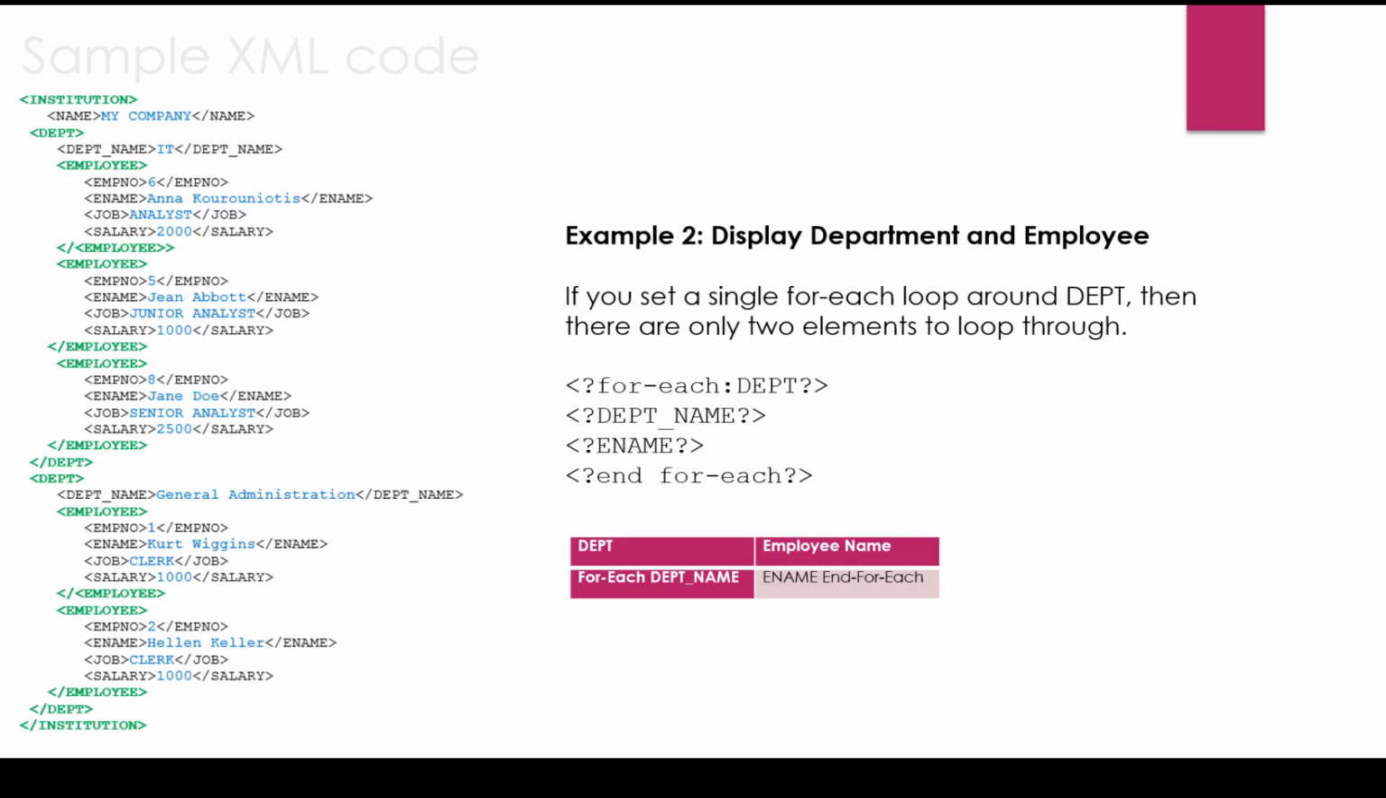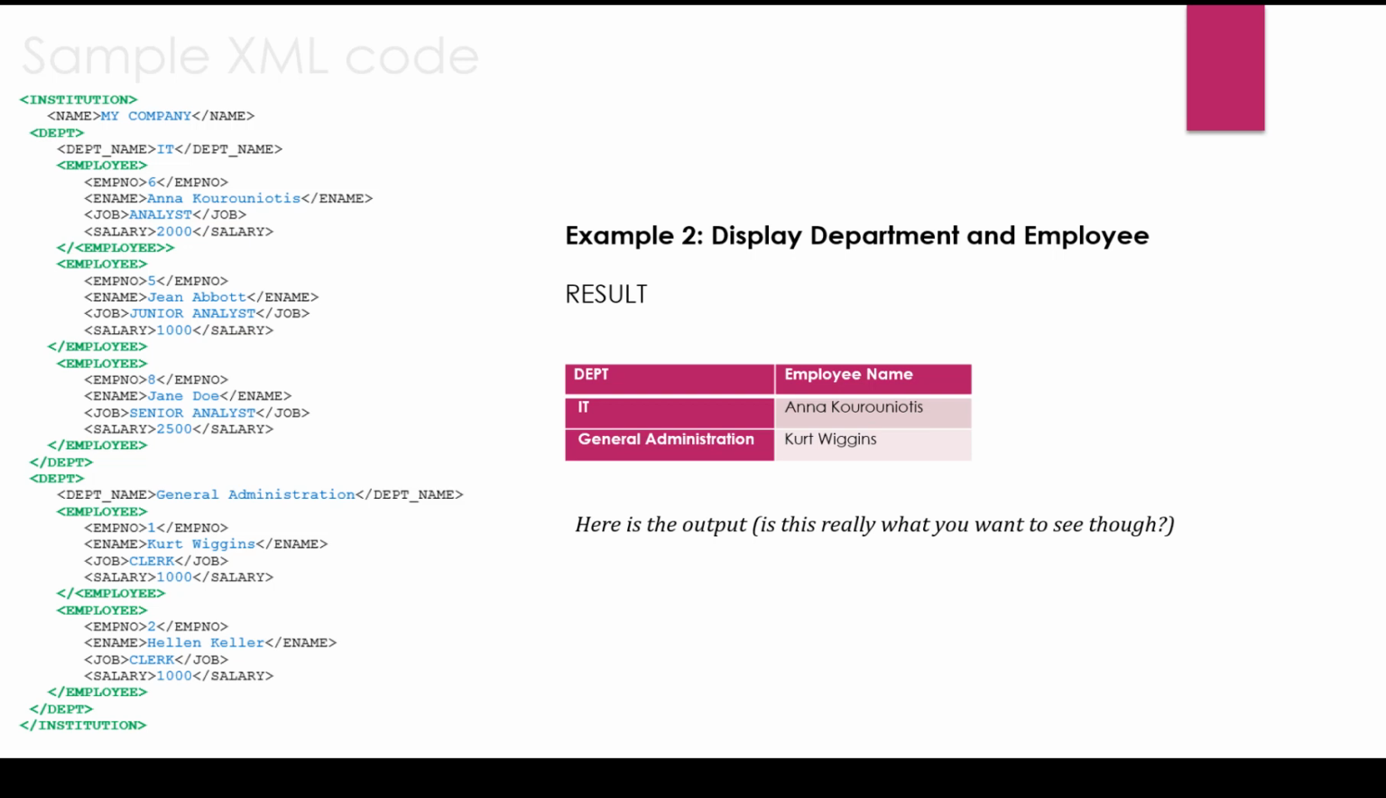Example 2, displaying the department and the employee. Employees are available in the context of the current node or the department. If you set a single for each loop around department, then there are only two elements to loop through. Here's the output. Is this really what you want to see, though? How can we make this better? How can we show all employees under each individual department rather than just capturing the first employee per department?